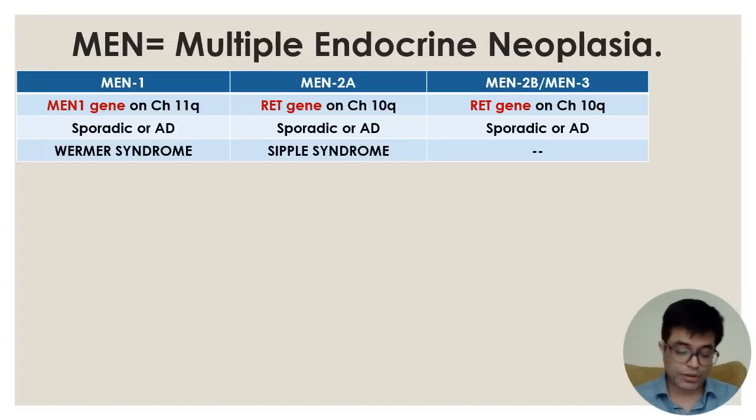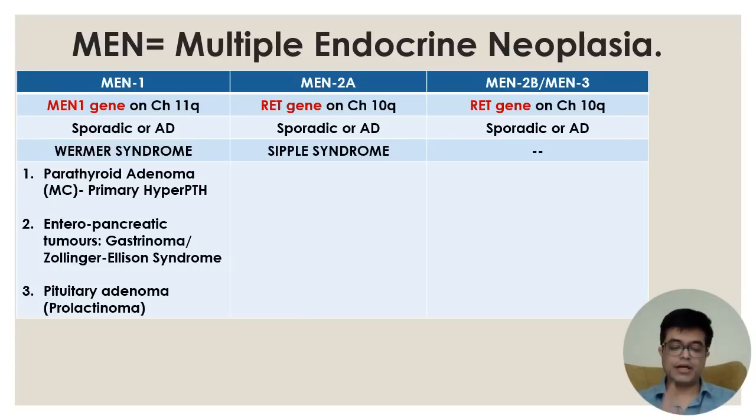Then the most important thing: what are the manifestations? First of all, MEN1 syndrome has a triad of three things. First, these patients have parathyroid adenoma, a benign tumor secreting a large amount of parathyroid hormone, which is the most common manifestation. So remember, the most common manifestation of MEN1 is parathyroid adenomas. Second is enteropancreatic tumors. There will be pancreatic tumors happening in the patient.